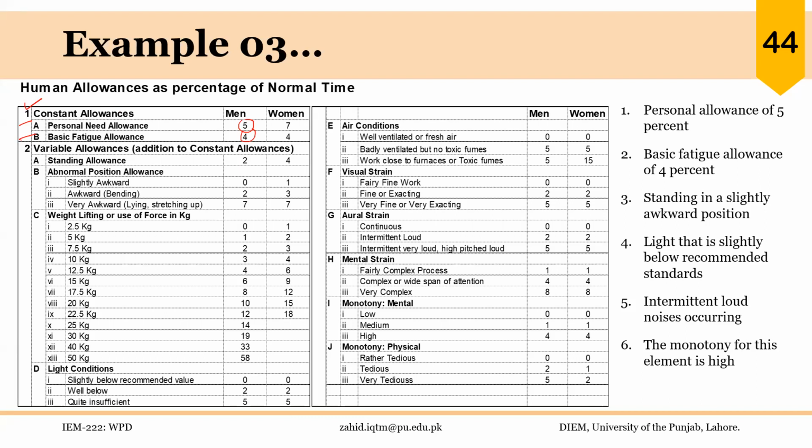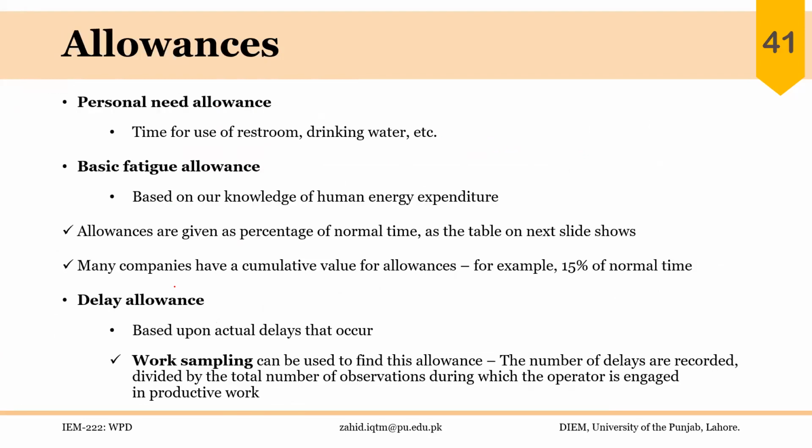So that is the personal need allowance. And basic fatigue allowance is that the capability of a person to perform the task decreases with the passage of time. It is higher in the morning and it is lesser in the afternoon and in the evenings. So a person gets tired with the passage of time. So that is the basic fatigue allowance. And then there are a number of variable allowances: standing allowance, position allowance, weight lifting allowance, lighting conditions, air condition, and so on. So we will solve a simple example.